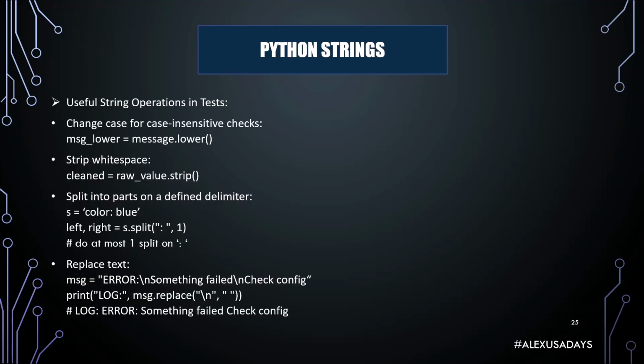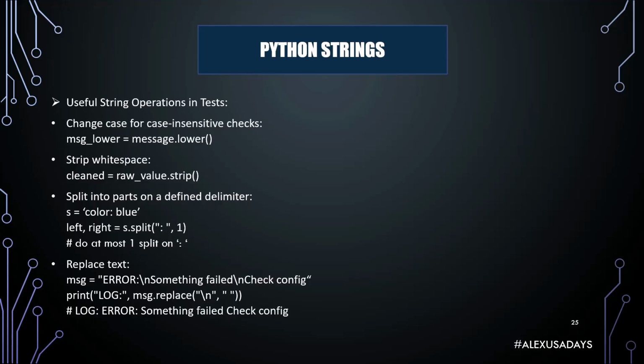We can also replace text if we need. So for example, we stored msg equals "error \n". And \n is a special combination of characters that will place the text on a new line.